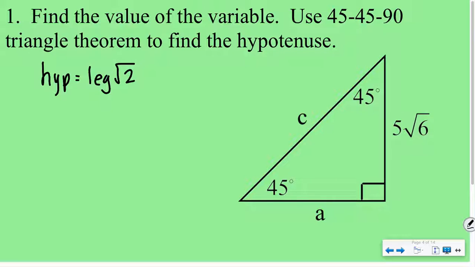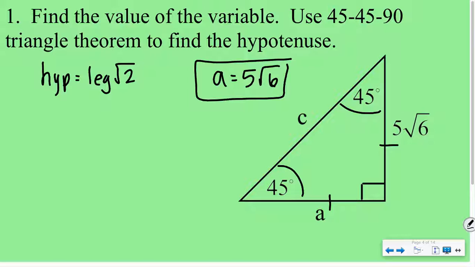So in my triangle here, 45 is congruent to 45. So if I have two equal angles, I should have two equal sides. Is it A and C, A and 5 square root 6, or 5 square root 6 and C? Yeah, A and 5 square root 6. Well, that makes finding A easy. A equals 5 square root 6. That's all you have to do on that one.